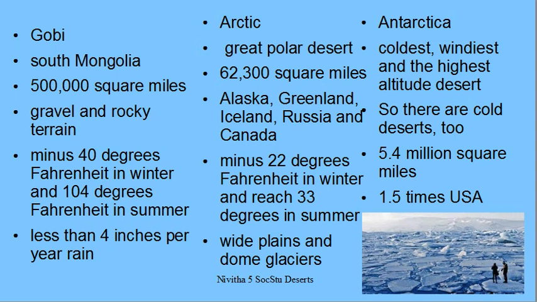It is gravel and rocky. Gobi Desert is mostly gravel and rocky. The temperature is minus 40 degrees Fahrenheit to 104 degrees Fahrenheit. It gets less than 4 inches rain, that is around 10 centimeters rain.